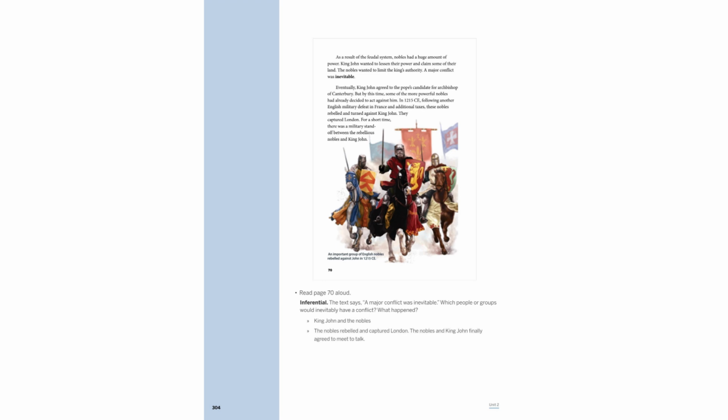The feudal system granted nobles significant power, which King John sought to diminish by claiming their land. This led to inevitable conflict. In 1215 Common Era, after military defeats and increased taxes, powerful nobles rebelled, capturing London. A military standoff ensued, forcing King John to negotiate with the nobles, setting the stage for the Magna Carta.